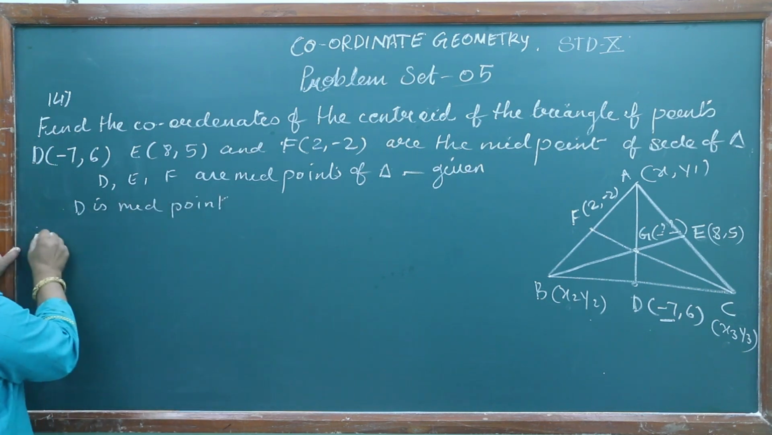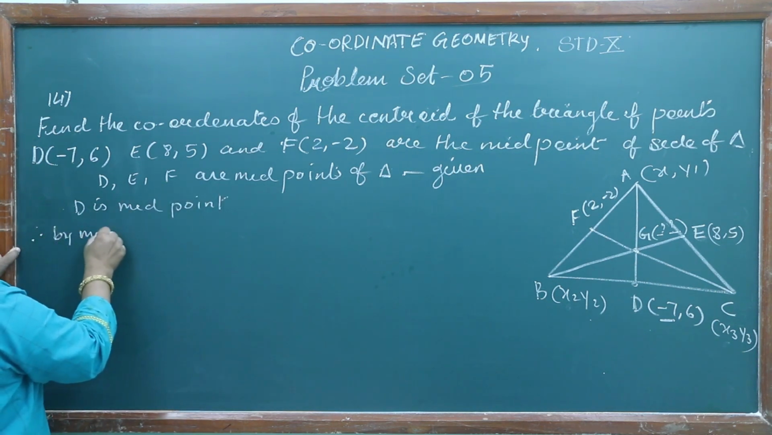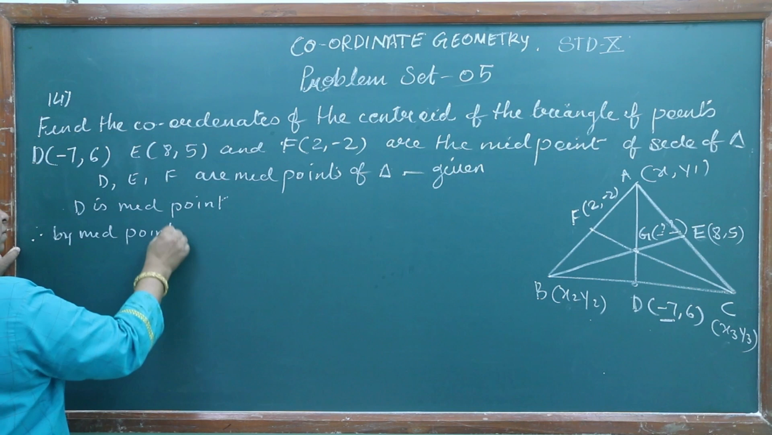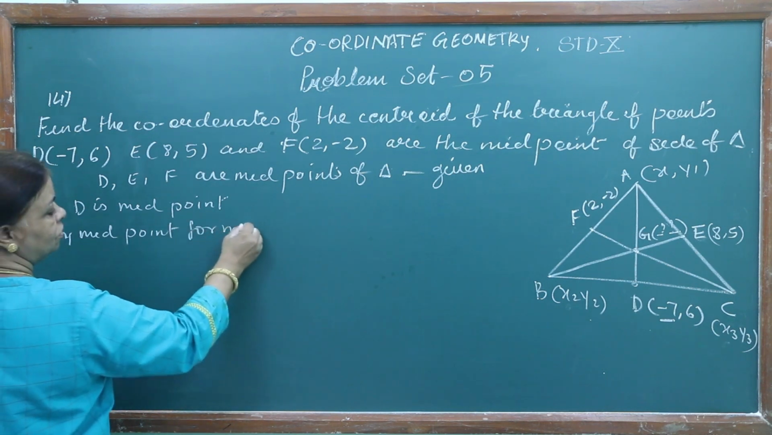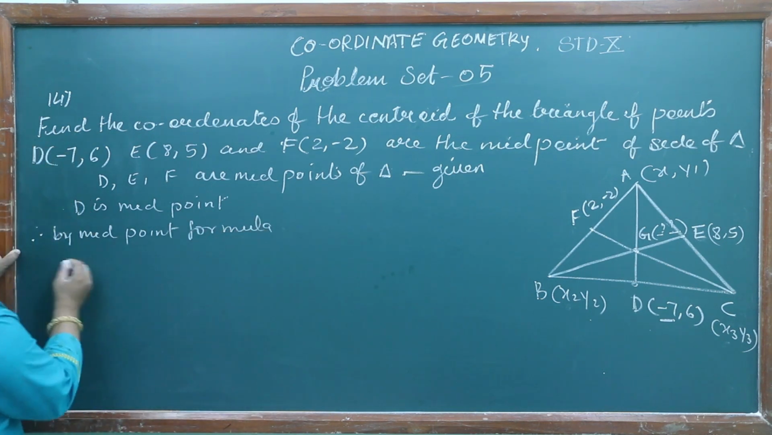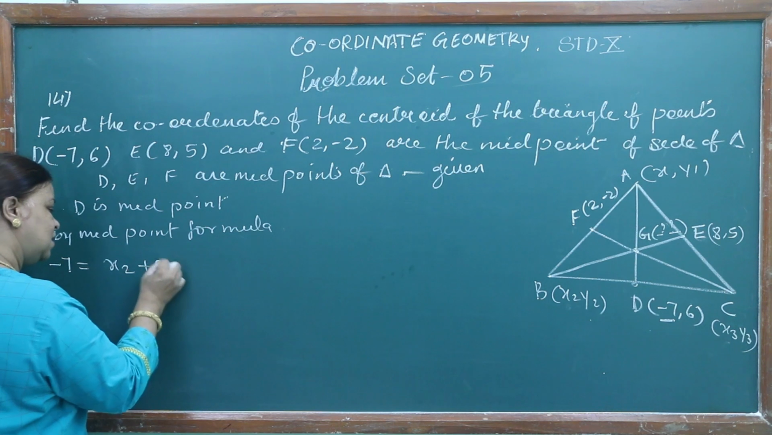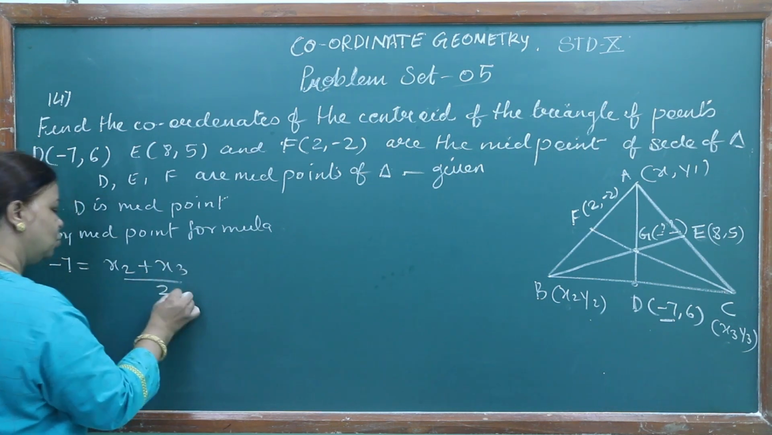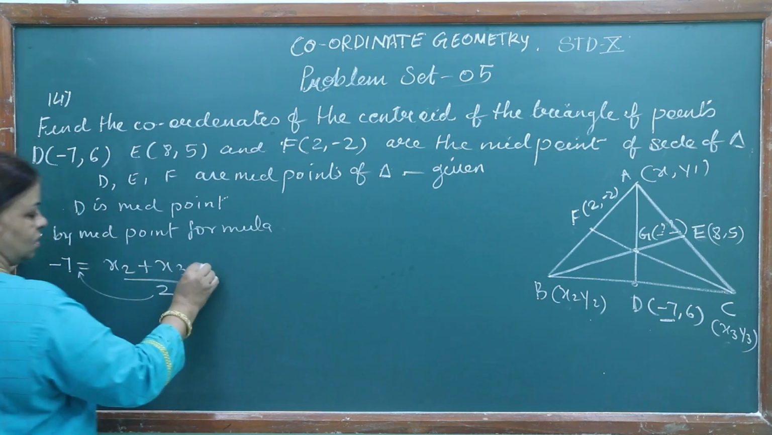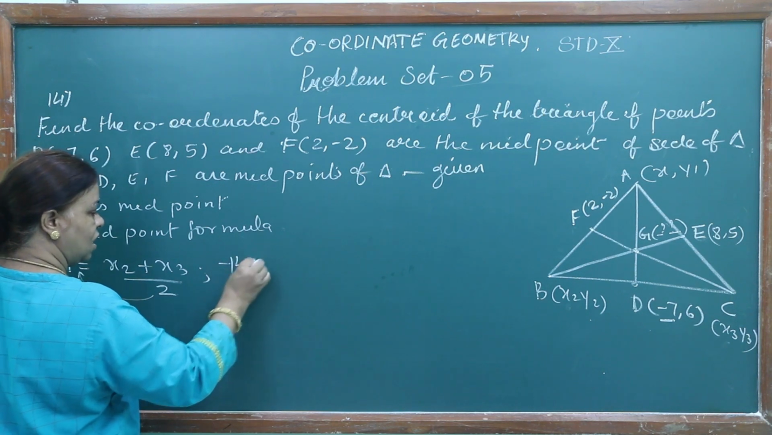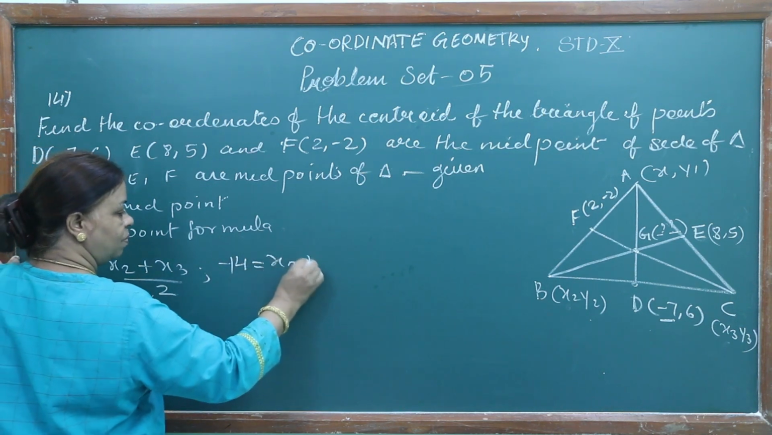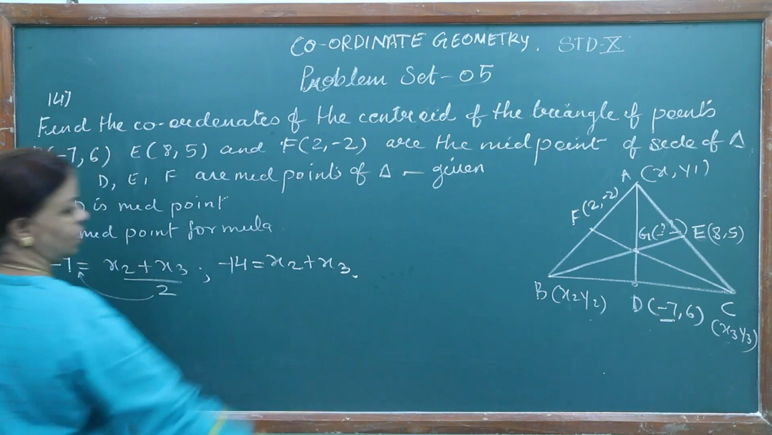Therefore by midpoint formula, minus 7 would be equal to (x2 plus x3) upon 2. The 2 will go with 7. It will be minus 14 is equal to x2 plus x3.